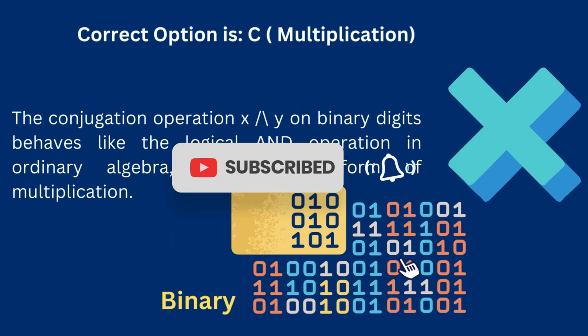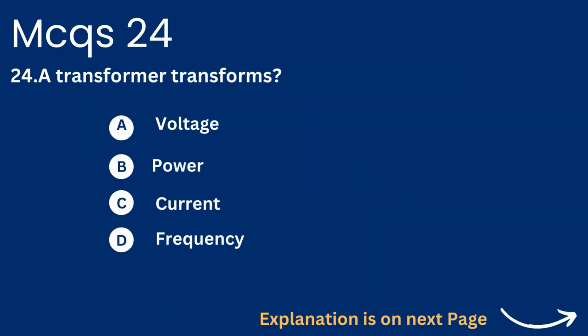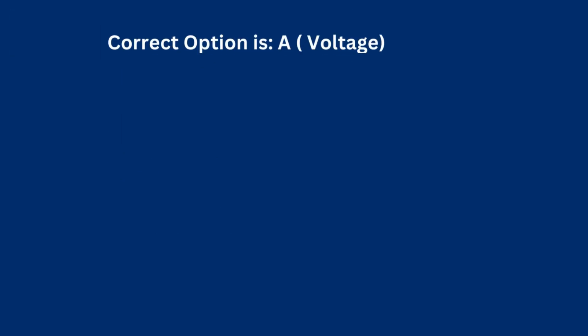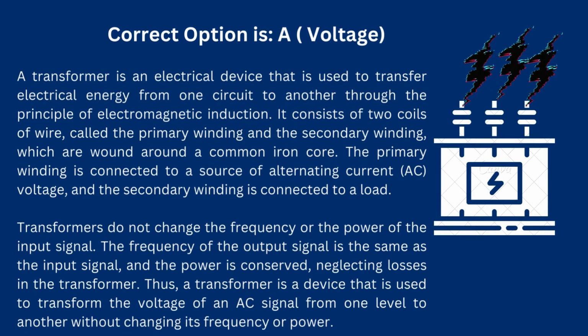Moving towards next MCQs. A transformer transfers voltage, power, current, or frequency. So our correct option is voltage. A transformer is an electrical device that is used to transfer electrical energy from one circuit to another through the principle of electromagnetic induction.